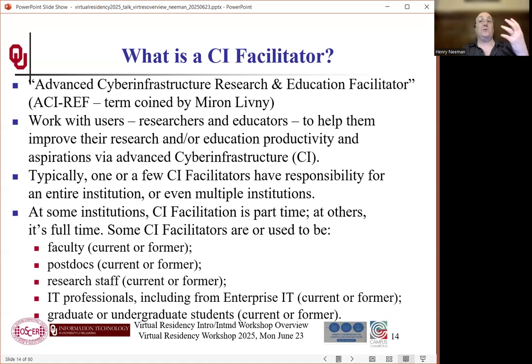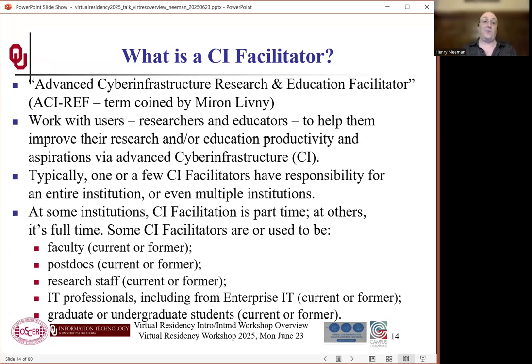Typically, an individual facilitator is going to have responsibility for a whole institution, perhaps even multiple institutions. It is a very large portfolio. Happily, you are not digging as deep with each individual researcher or research team, but research computing CI facilitators have probably the broadest notion of the institution's research portfolio of anybody outside of the VP for research, and maybe some of their staff. Now, at some institutions, this is a part-time gig. At others, it's full-time. It really depends on the size of the research portfolio at that institution.